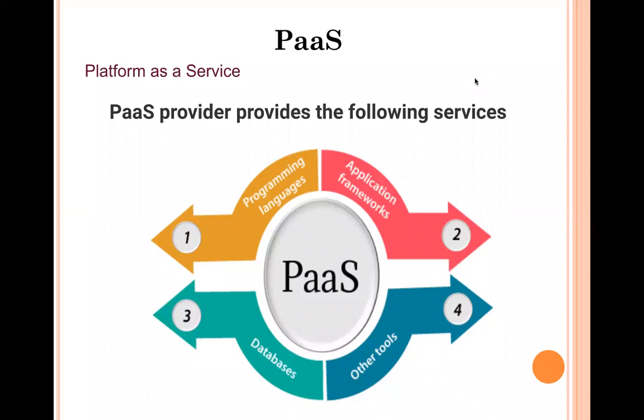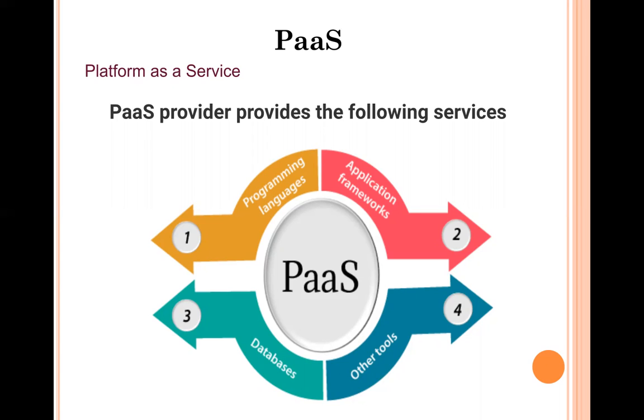Now see, PaaS also includes the infrastructure, like storage, servers, and networking, and platforms like middleware, development tools, database management system, business intelligence, and more to support the web application lifecycle. Means it contains infrastructure as well as platforms. Now see, examples of PaaS are Google App Engine and then Azure.